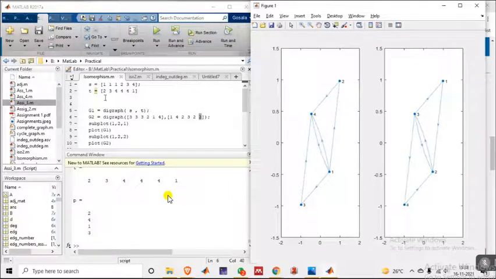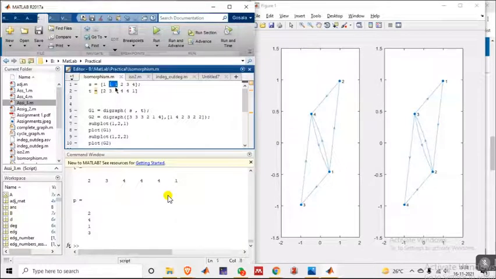And similarly from graph 1, it says that 1 is connected to 2, and 1 is also connected to 3. 1 is also connected to 4.